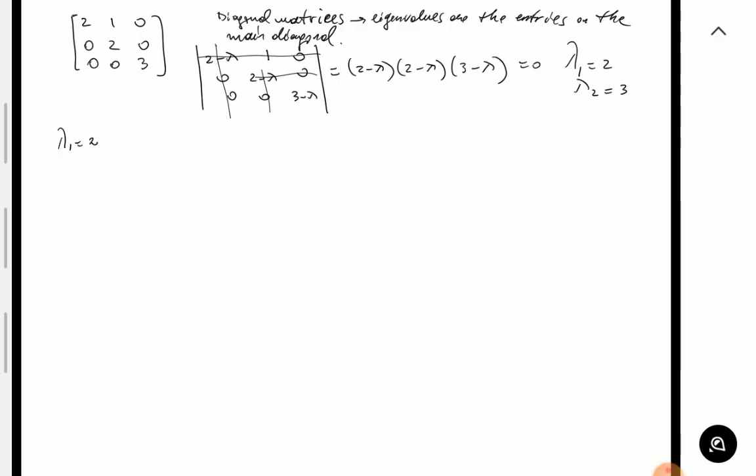So if lambda 1 equals 2, we're going to subtract 2 from the main diagonal. So 0, 1, 0, 0, 0, 0, 0, 0, 1. And notice that this is already in reduced row echelon form. We have 2 pivot columns, meaning that there is only one arbitrary constant. So I know already the eigenspace in this particular case is going to be again of dimension 1.